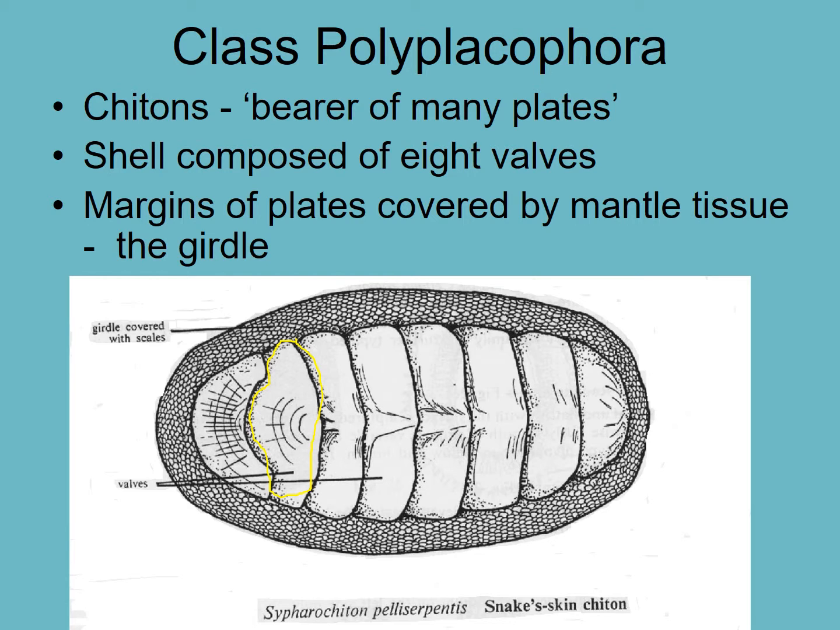So these have always eight plates, and then a girdle, which is what you call the edge of the mantle, covering or going around the outside. All right, so that is the girdle, which is the edge of the mantle, and then the 8 plates or valves, what we call valves.